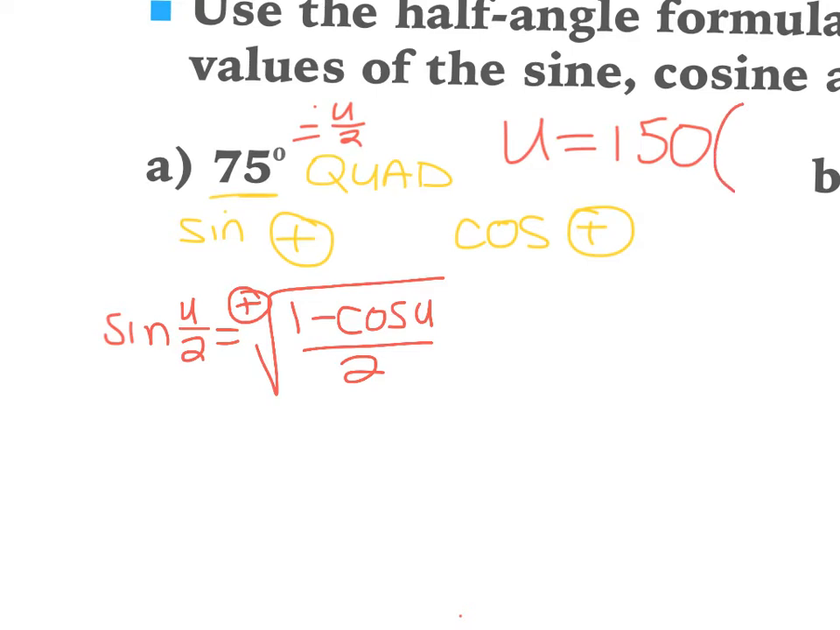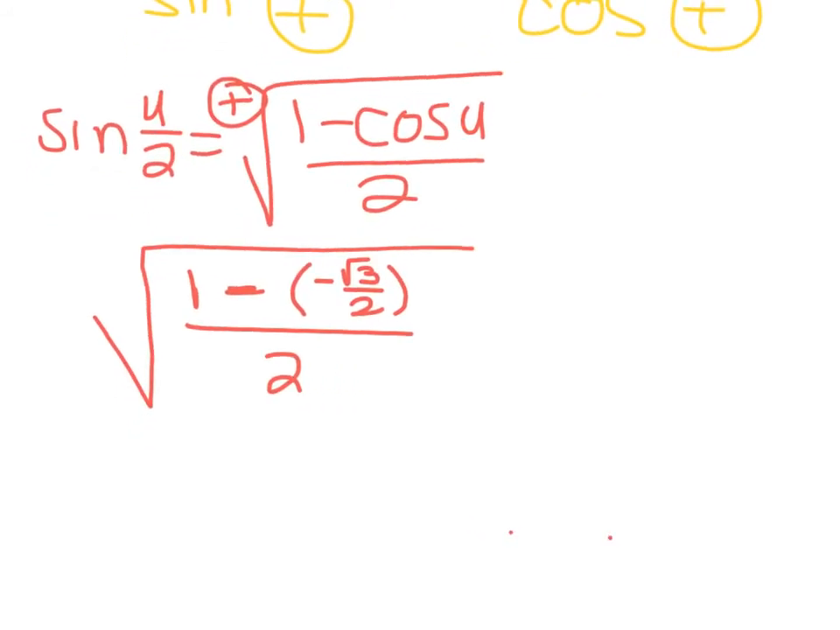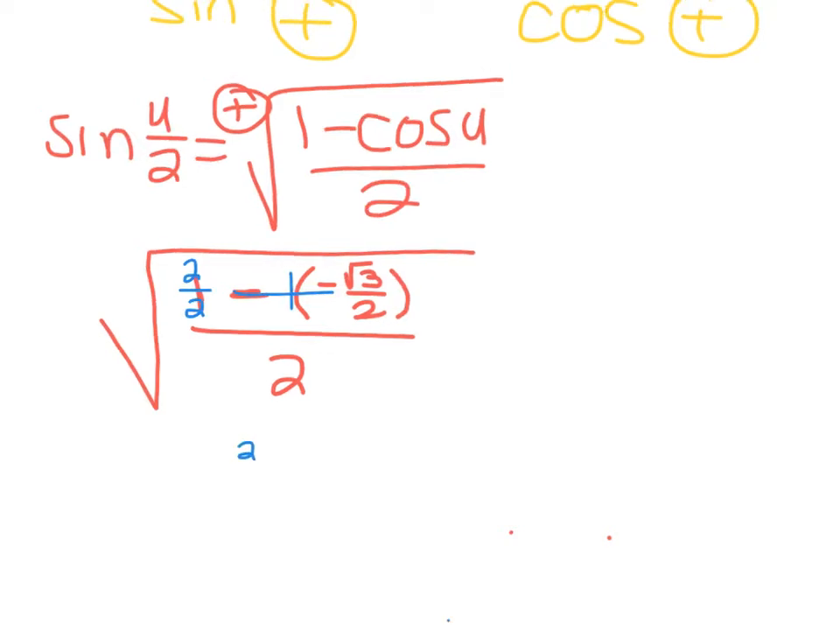So at 150, and again, you'll get given a unit circle, but at 150, my coordinate is negative root 3 over 2, and 1/2. So when I do the square root of 1 minus the cosine of that angle, which would be what? Negative root 3 over 2. Over 2. And then from there I reduce. So this becomes 2 over 2 minus a negative becomes positive. I get 2 plus root 3, all over 2. And all of that is over the 2 on the bottom and underneath the square root.